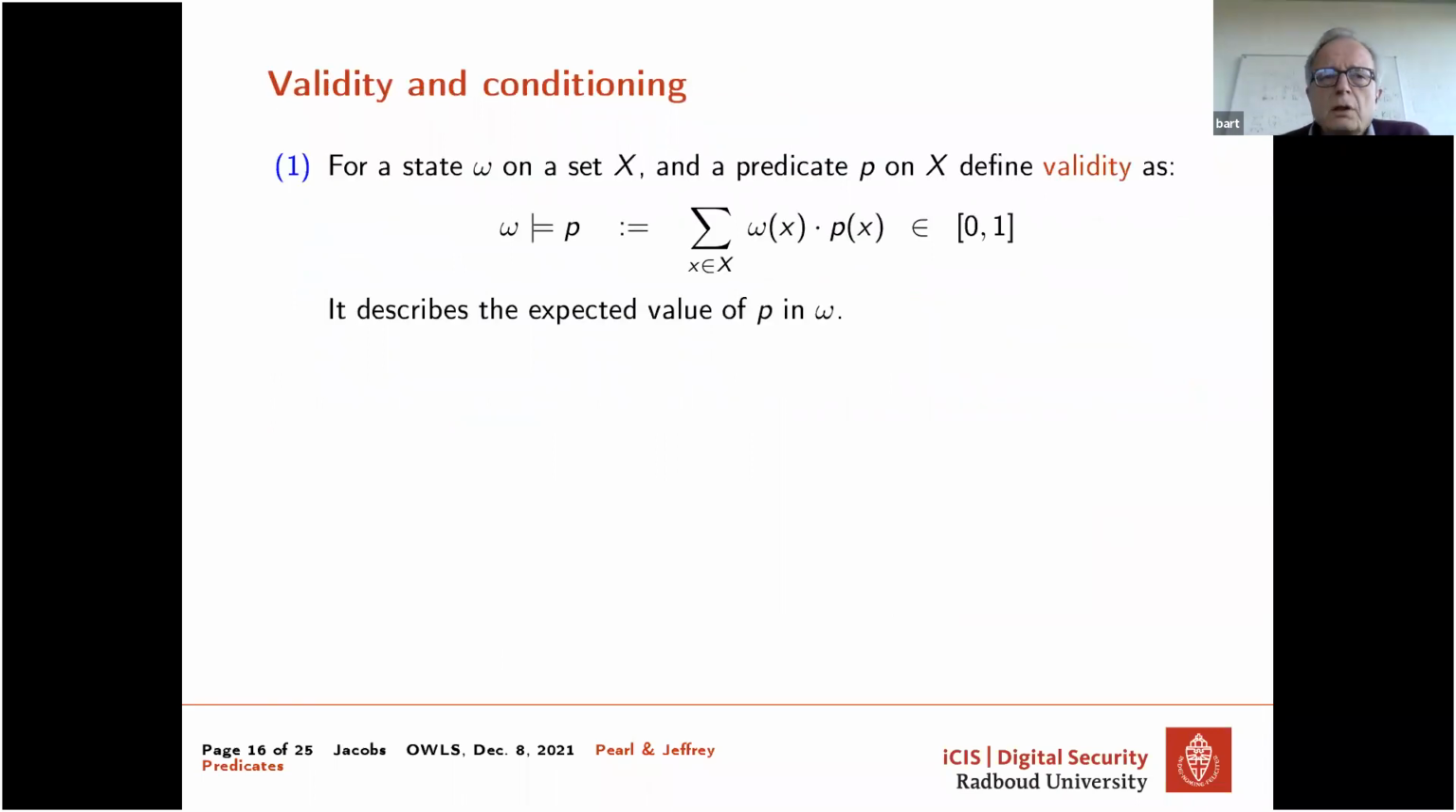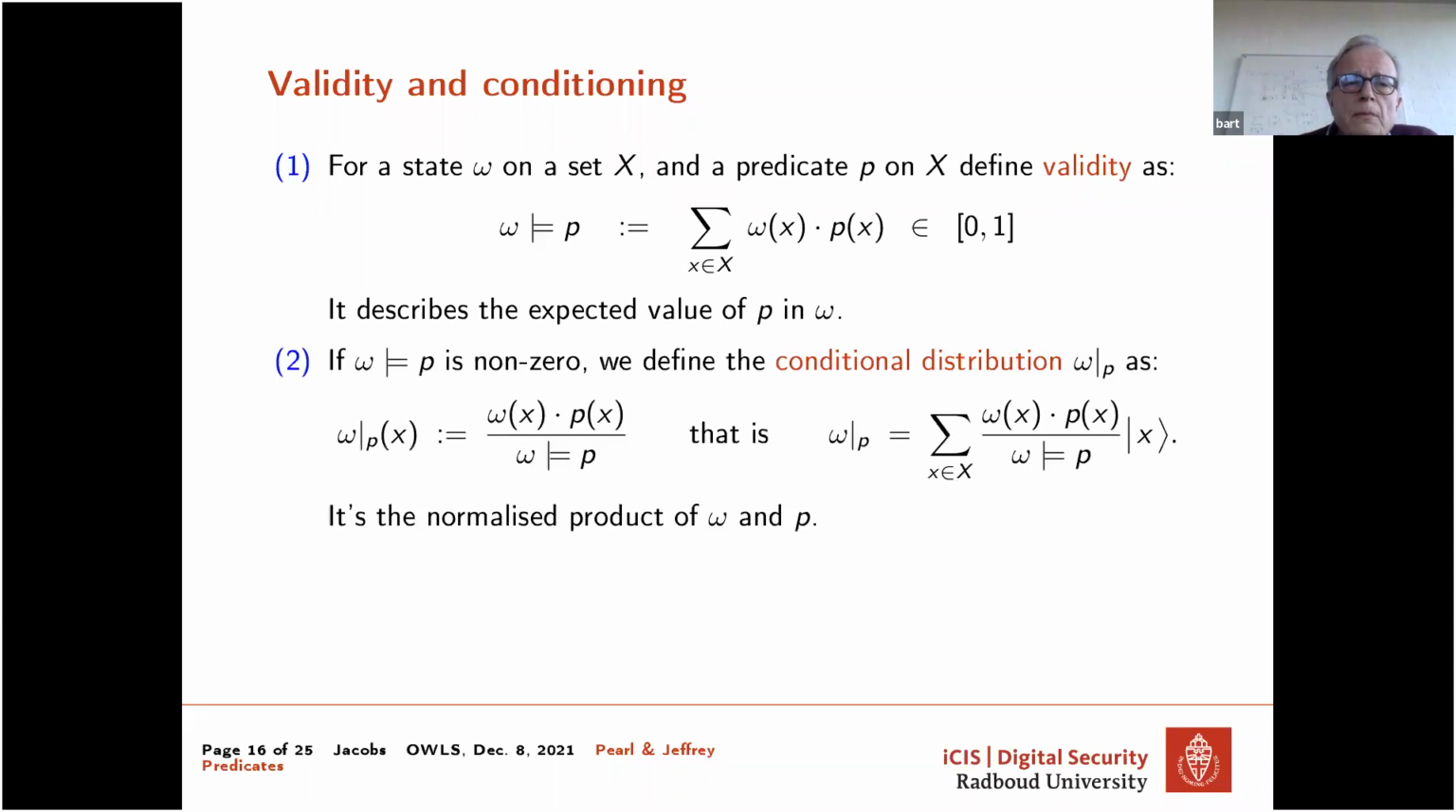Okay, there's a bit more logic I need. Given a state or distribution on X and a predicate on X, I define validity, and I deliberately use this logical validity symbol for what's commonly called the expected value of the predicate in this state. And if this validity is non-zero, I define an update of the distribution, written here: omega updated with P. It's a normalized product of omega and P. So I multiply them and then normalize. In formal sum notation it looks like this, but in functional notation it is like this. It's the normalized product of omega and P.